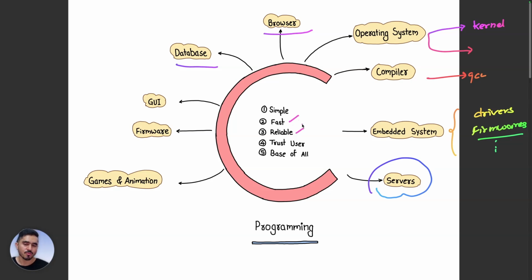C is a fast and reliable programming language. C is really small, and that is the reason why it's fast. One of the advantages of C is that it doesn't have any extra overhead. If you talk about Java, it has a garbage collector that runs in the background, and that makes your program execution a little bit slow.